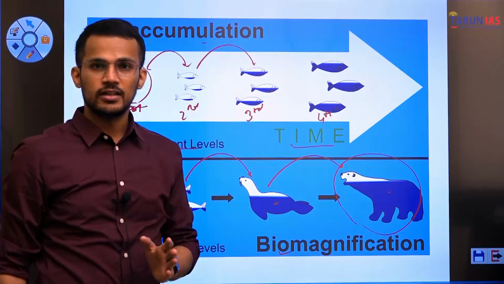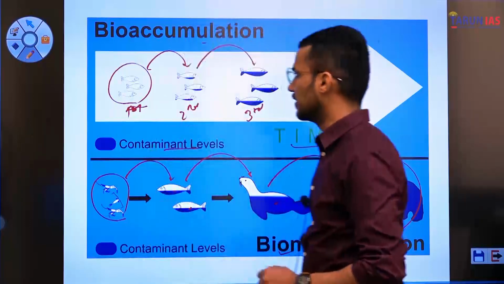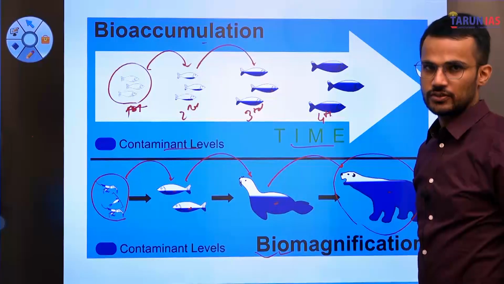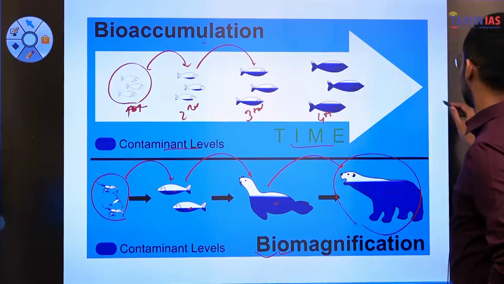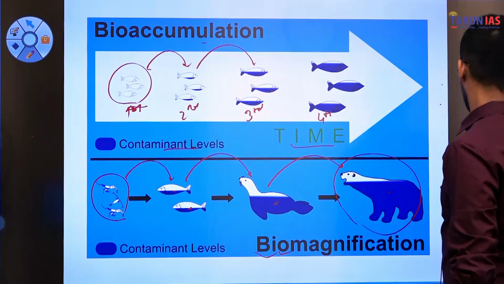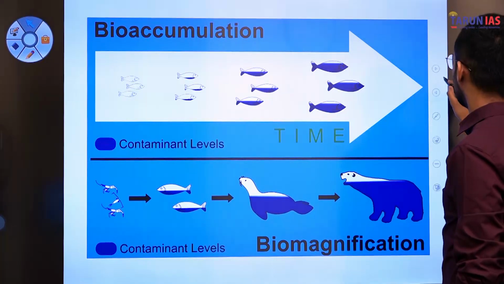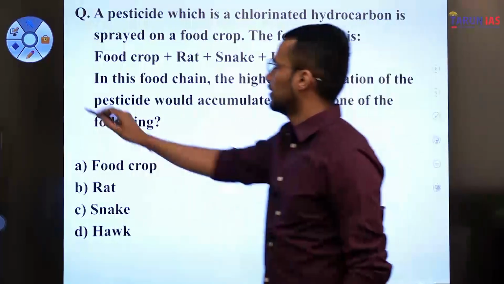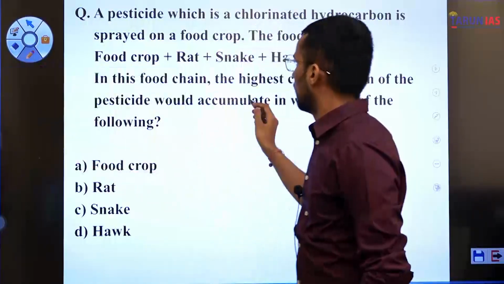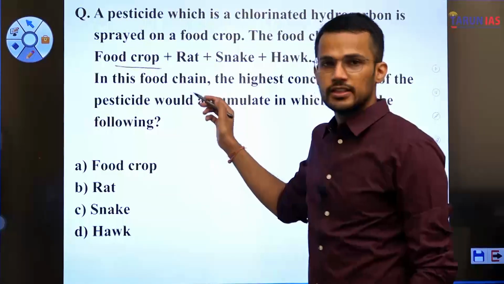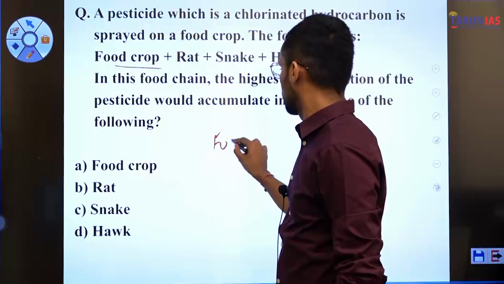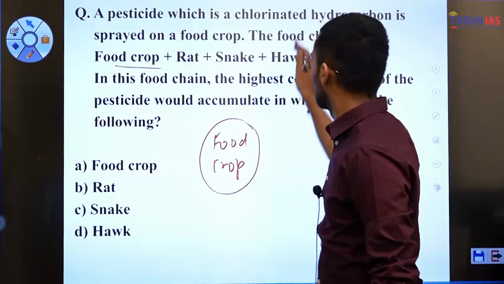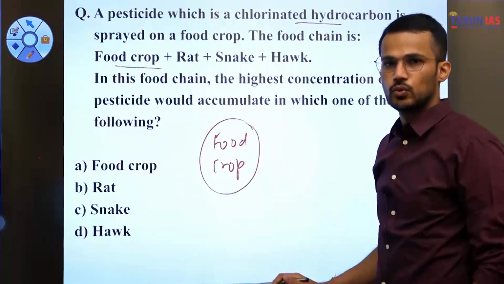And that's why the question that we are discussing is related to bioaccumulation, magnification, right? So let us discuss this question. Let us take that food chain that is being given in the question itself. In the question we have given this food chain. First is food crop. So we have spread this chlorinated hydrocarbon on this food crop.